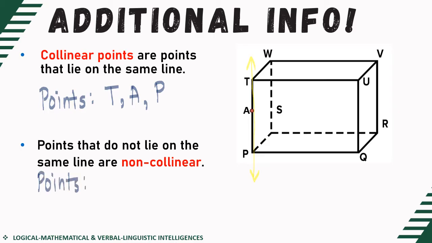Now for non-collinear points, for example, we have point T, point P, point Q, point R, point V. So, as you can see, we have this set of points wherein we cannot find all of them in just one line. They do not lie on the same line. So, definitely, they are not considered collinear points.